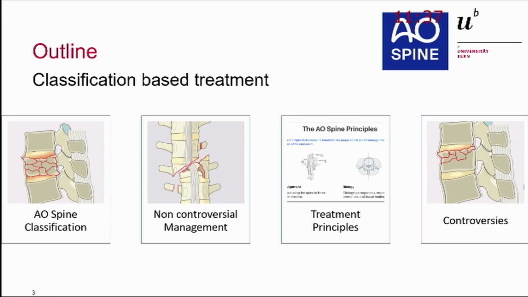First of all, the AO spine classification. Why is it interesting and necessary? Then I'll proceed with the non-controversial management. The AO provides us treatment principles I find very valuable to plan our strategy. And then last but not least, I'm going to talk about current controversies.